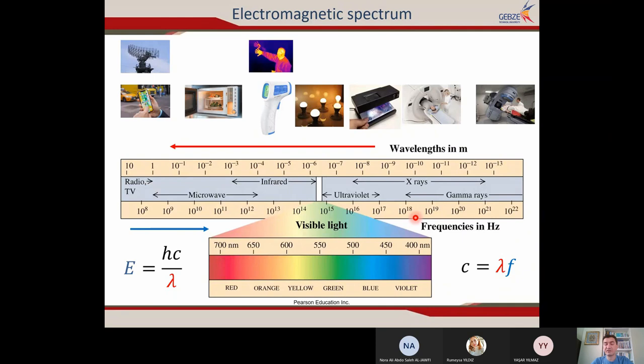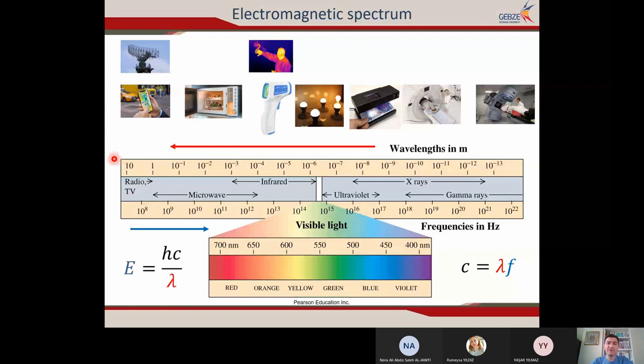Here is the relation. This is the energy of the photon, the energy of the electromagnetic radiation. This is h, the Planck constant, c, the velocity of light, and this is the wavelength of the light. So if you have a higher wavelength, then you have lower energy. There is also a relation between wavelength and frequency. They are inversely proportional to each other.